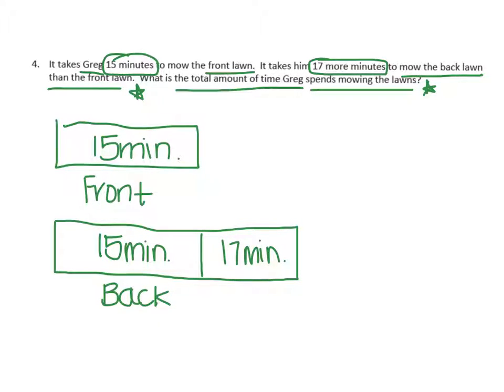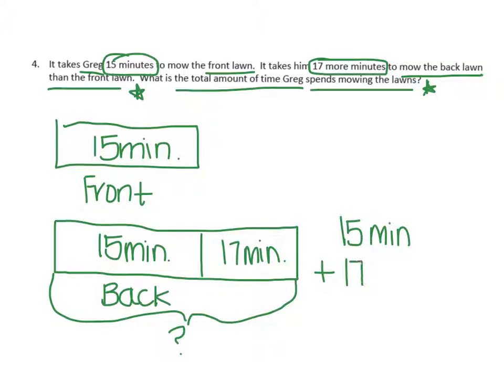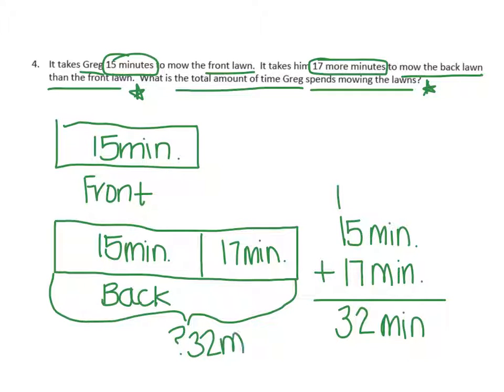Now I need to figure out what is the total amount of time Greg spends mowing the lawns. So the first thing I want to figure out is how long it takes him to mow the back lawn. I'm going to take the 15 minutes, and then to find the total, I'm going to add the 17 minutes. So 5 plus 7 is 12. I'm going to write the 2 and carry the 1. 1 plus 1 is 2. 2 plus 1 is 3. So it takes him 32 minutes to mow the back lawn.